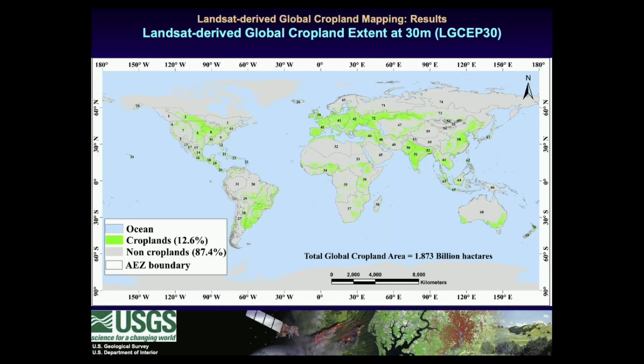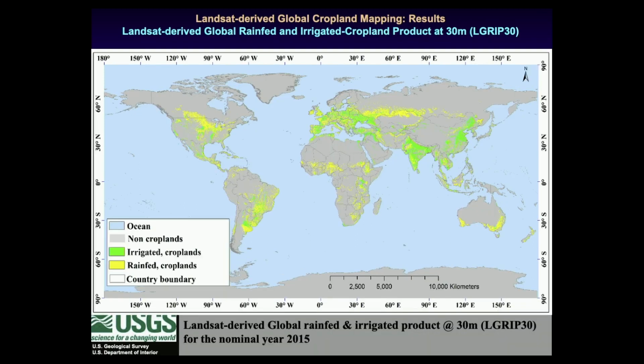So for the globe, because I showed those 74 zones, you can do it for each continent or each region and stick them together, and then produce this beautiful map of where is cropland and no cropland. Nearly 13% of the terrestrial area of the world is cropland, which is about 1.8 billion hectares of cropland.